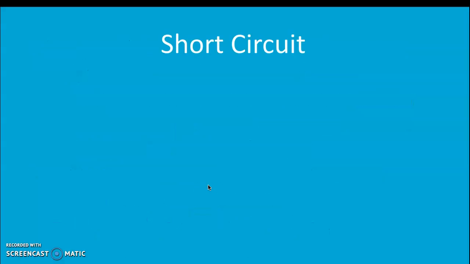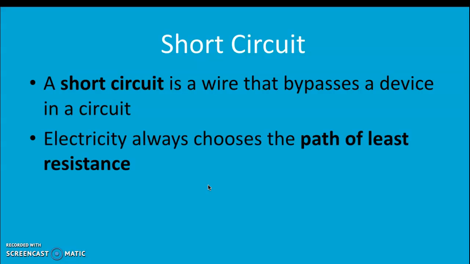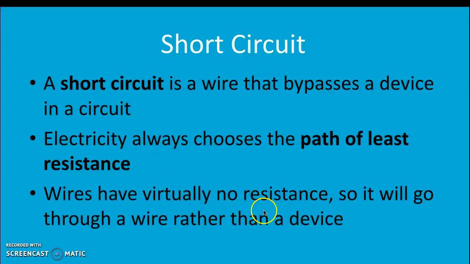So what is a short circuit? We've already gone over this in previous videos that I've shared with you. But a short circuit is a wire that bypasses a device in a circuit. And just like I said earlier, electricity is always going to pick the path of least resistance. So since wires have virtually no resistance, because they're really good conductors, the electricity is going to go through the wire rather than a device.